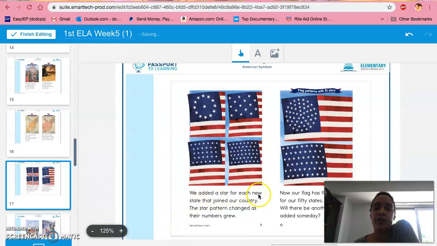We added a star for each new state that joined our country. The star pattern changed as the numbers grew. Now our flag has 50 stars for our 50 states. Will there be another star added someday?